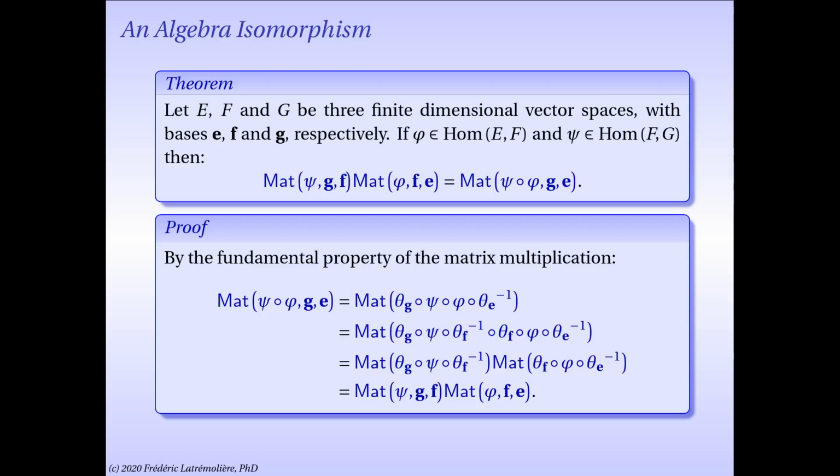Now, we simply introduce between psi and phi the identity of F, which we write as the composition of the inverse of theta sub bold F with theta sub bold F. We then use associativity of composition. Now, the association of a matrix from k to the n to k to the m in the canonical ordered basis is multiplicative. This is actually how we define the multiplication of matrices. So, we obtain the desired result by definition of the matrix of a linear map given two ordered bases.